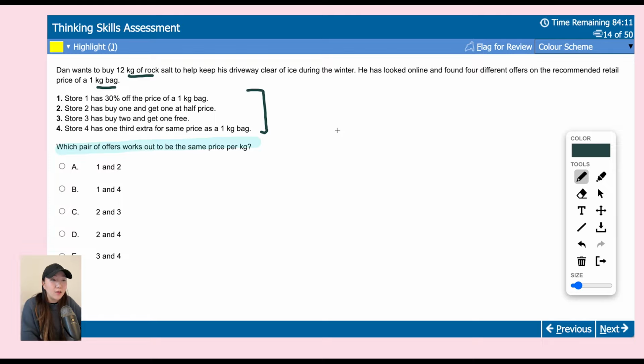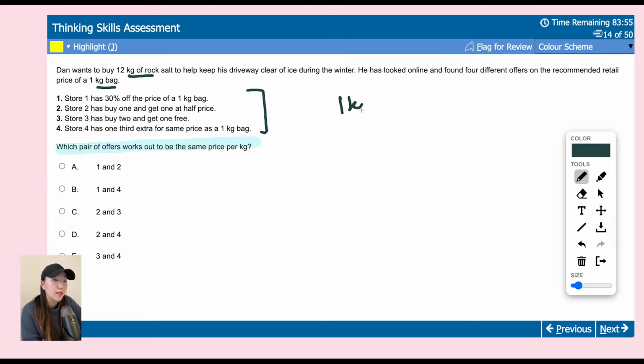In this case, it's 12 kilograms. It's not a big number. I would rather just plug in numbers and do it that way. I think sometimes that is just the quickest way to go about these questions. So if we just do that and we say that store 1, their offer is that you get 30% off the price of a 1 kilogram bag.